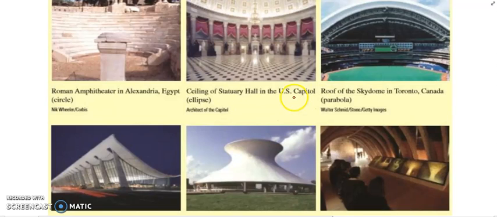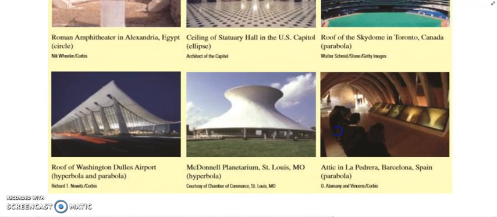You might have been to the U.S. Capitol and seen the ellipse. I think that's where the whisper spot is. You stand at one focus of the ellipse and you can hear the other if you whisper. What? Yes. I haven't been there, but I'm pretty sure that's the same place.